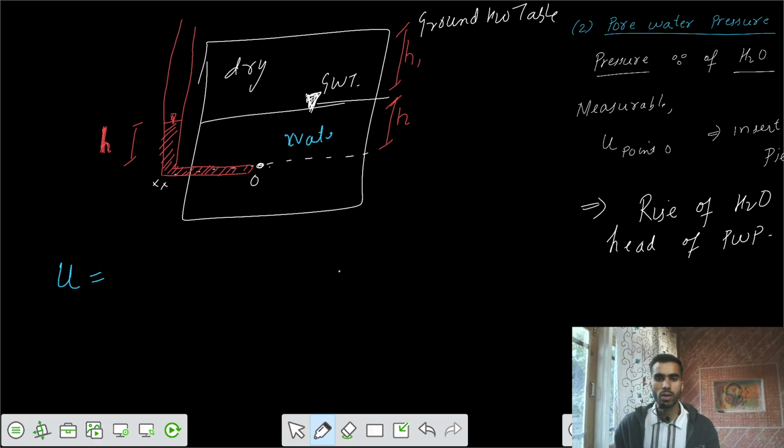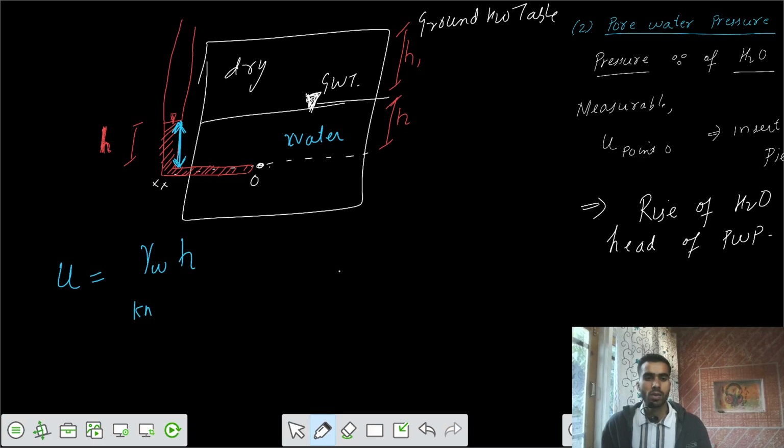Because the groundwater table is there, we take that this is the rise of water. Because this is the rise of water, your pore water pressure accounts for the weight of the water. That's the unit weight of water times the height h. So that is the pore water pressure. That's kilonewton per meter cube times height in meter, so that's kilonewton per meter square.